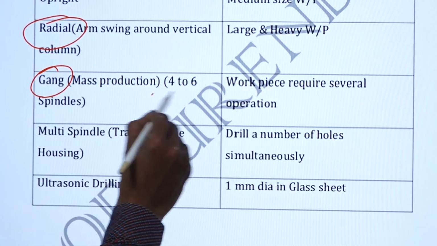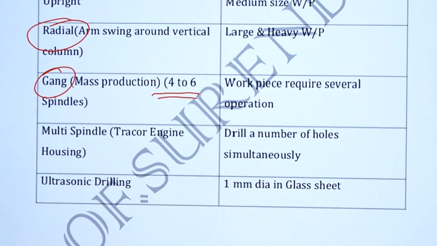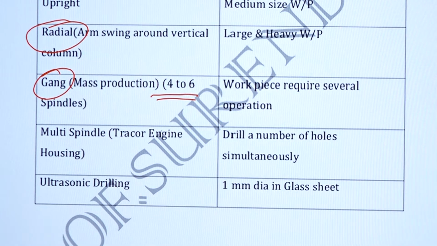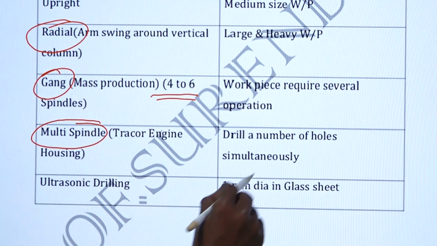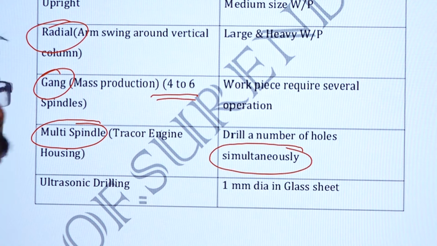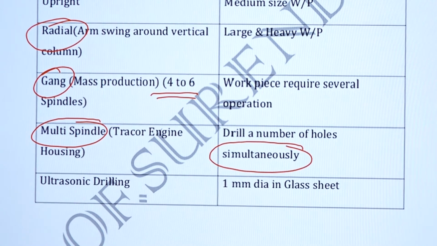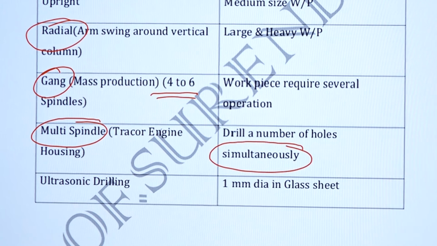It consists of 4 to 6 spindles. You can easily remember 4 and 6 are the famous numbers in cricket. So for the gang drilling machine we can use 4 to 6 spindles. And in the multi-spindle drilling machine, all the drills make holes simultaneously. For engine housing, those holes can be produced by a multi-spindle drilling machine.